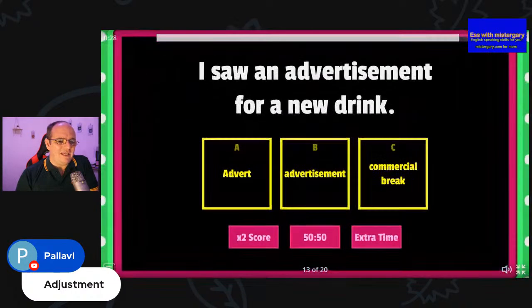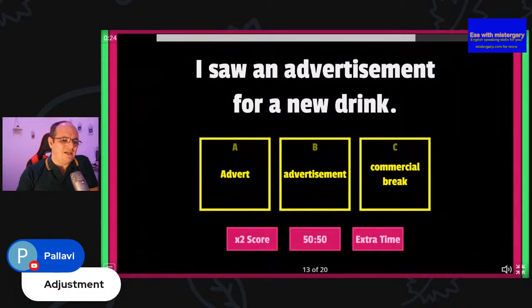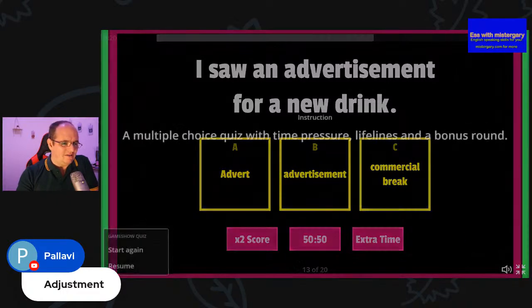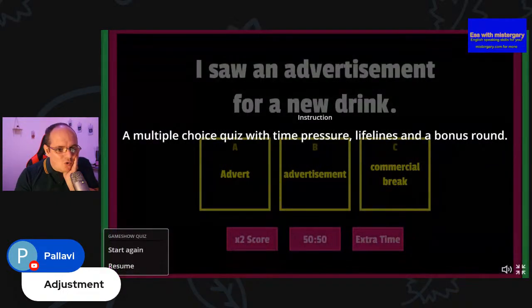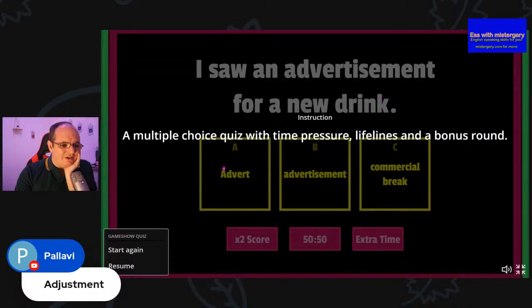Let's have a look. 13. I saw an advertisement for a new drink. Whoops. I've not inputted that one correctly. The answer must be ment, to advert. An advert is the base form of the word. Advertisement. Yes, advertisement. Or commercial break. In the USA, they call it a commercial break.